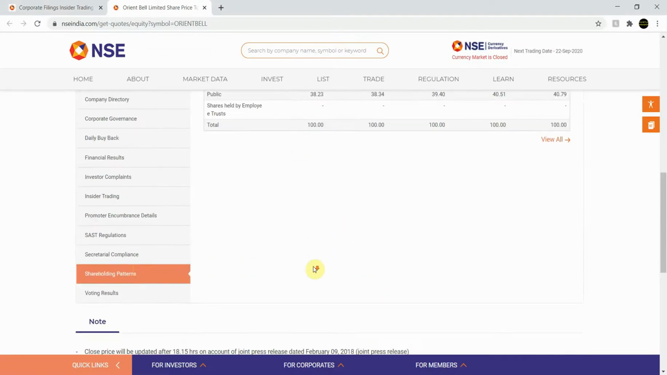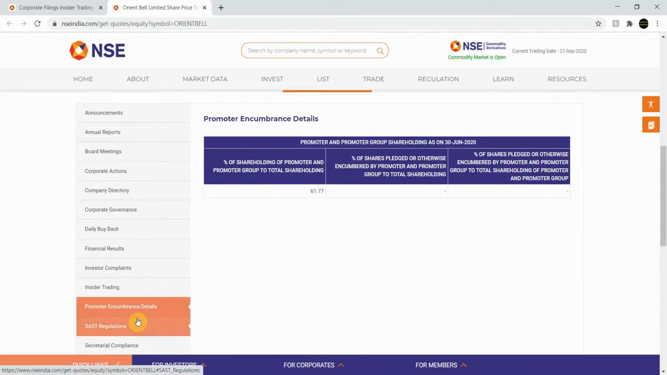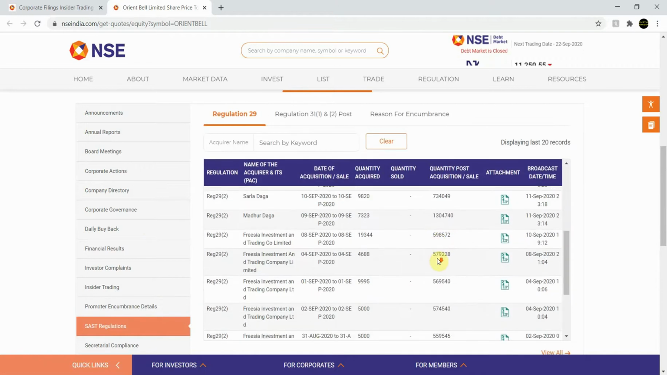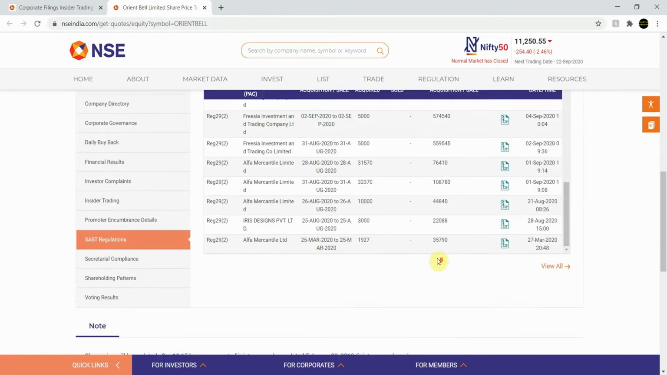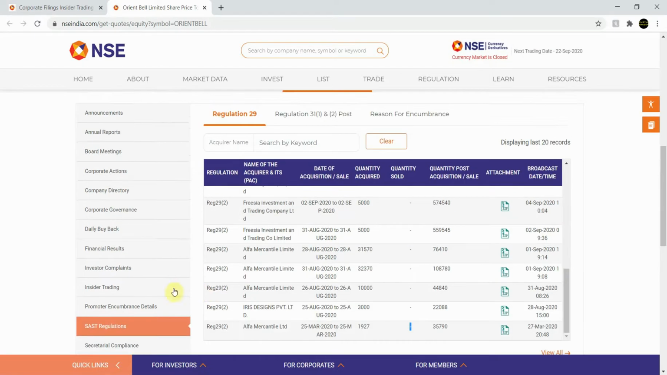Okay, shareholding pattern is greater than 50%. So next one we have to check is, let's check pledging. Pledging is 0%. Let's check whether or not there has been any selling in the recent 6 months. Okay, all looks good till here. So no selling has been reported in the latest 6 months.